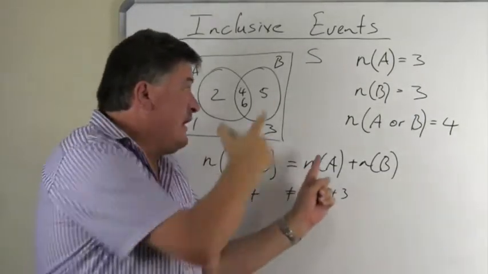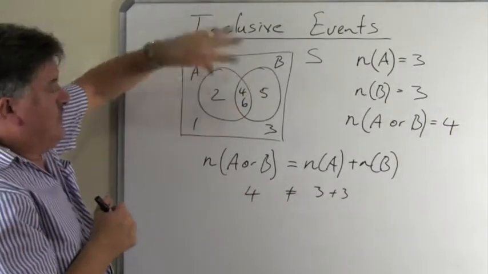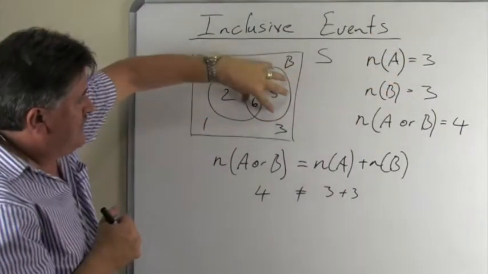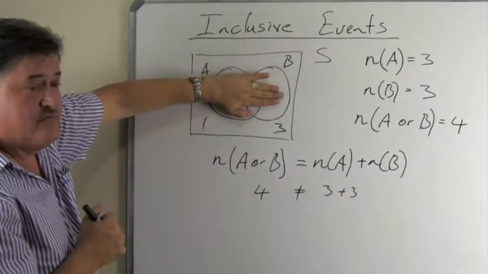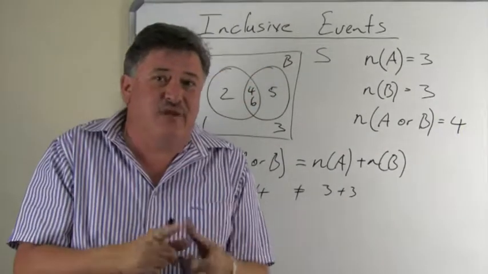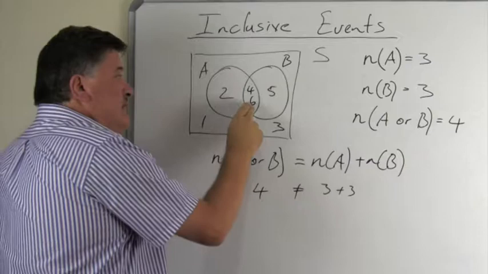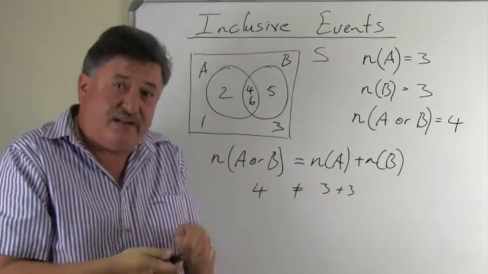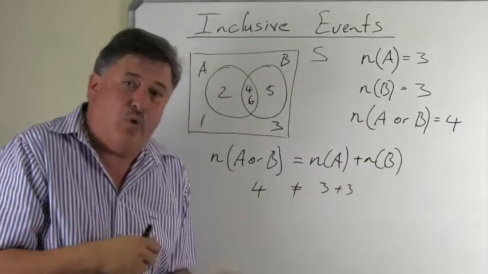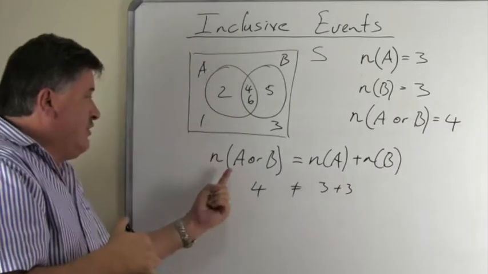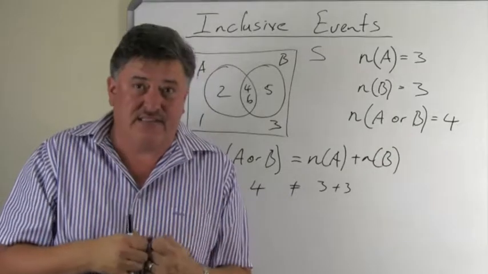When we found earlier the n of A, remember we looked at those. When we found the n of B, we looked at those. When we did A or B, we looked at those. So why is this not the same? Because when we looked at the n of A, this 4 and 6 was part of the n of A. When we looked at the n of B, 4 and 6 again was part of B. When we look at A or B, we only took these once.